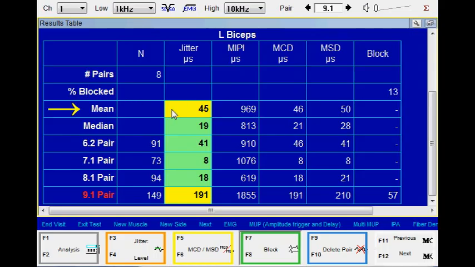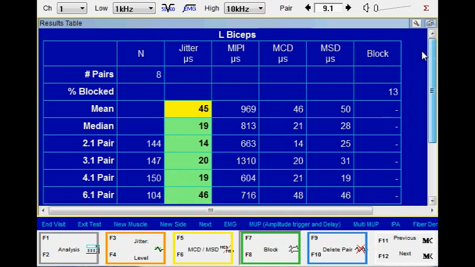The mean jitter was 45 microseconds. We also measured the median jitter. When we have one recording with a very high jitter value, as in this case it was 191, the mean value may significantly overestimate the true jitter. The median is less sensitive to occasional extremes, and that's why we present both results. So in this case, the median jitter is normal, and therefore I would say the jitter study would be normal. Keep in mind that we are looking at only 8 action potential pairs. Ideally, we should be making these judgments based upon 20 or more recordings.